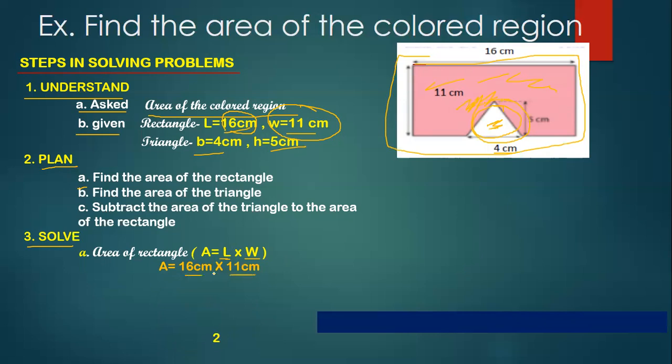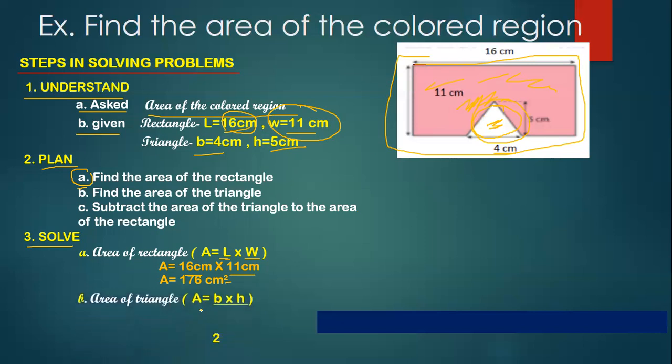Okay, and then multiply 16 times 11. That is just 176. Okay, 176. Since area ang pinag-usapan, that is square unit. So 176 square centimeters. Okay, now, okay na yung letter A, nakuha na natin. Okay, try natin yung letter B. Find the area of the rectangle naman. Okay, of the triangle pala.